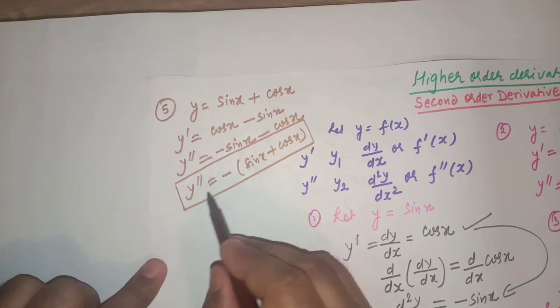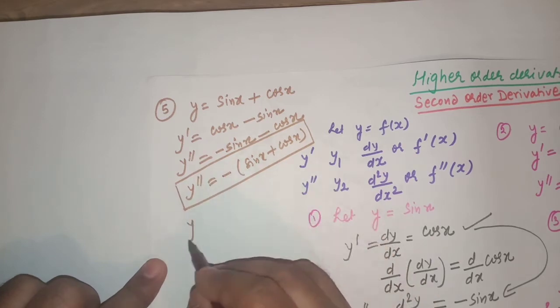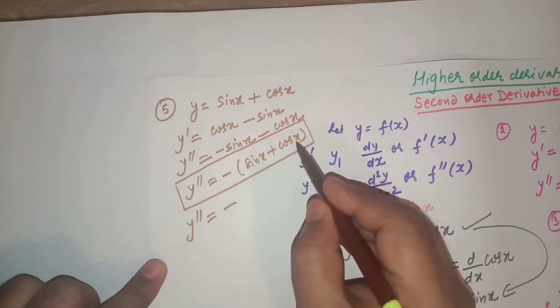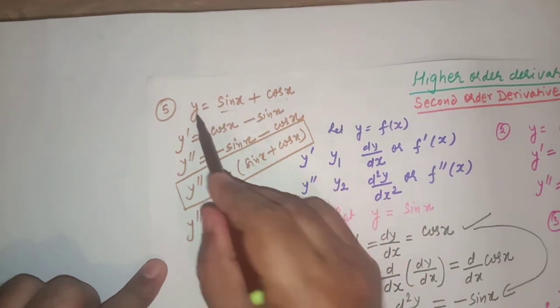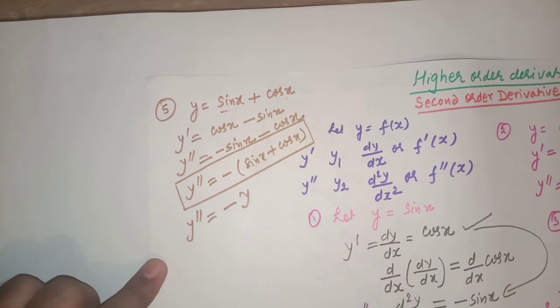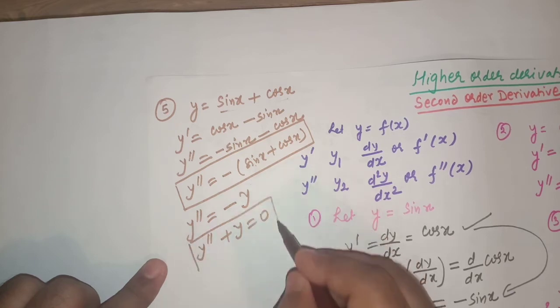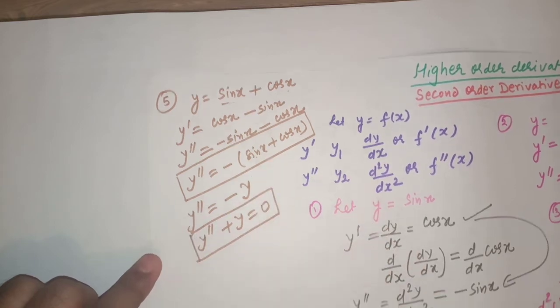Here we observe that y double prime is equal to minus (sin x plus cos x), which is equal to minus y. So we can write it as y double prime plus y equal to 0. So this is also an important result. Clear?